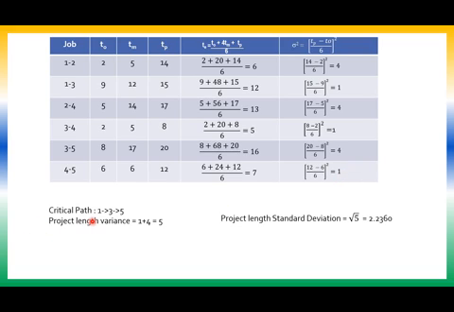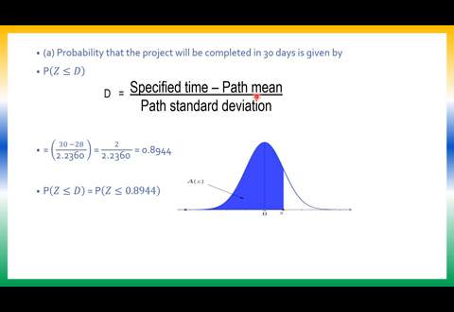So the critical path we had identified was 1 to 3, 3 to 5. 1 to 3 variance is 1, 3 to 5 variance is 4. So add these two variances. 1 plus 4 is 5. So the project length standard deviation is root of 5, which is 2.2360.